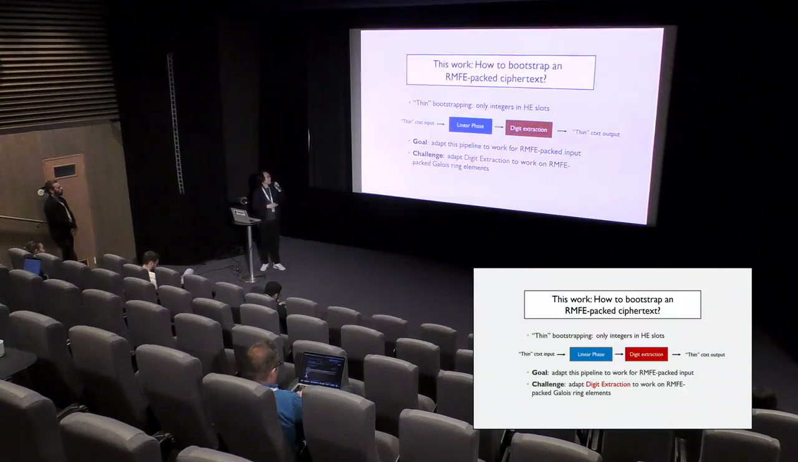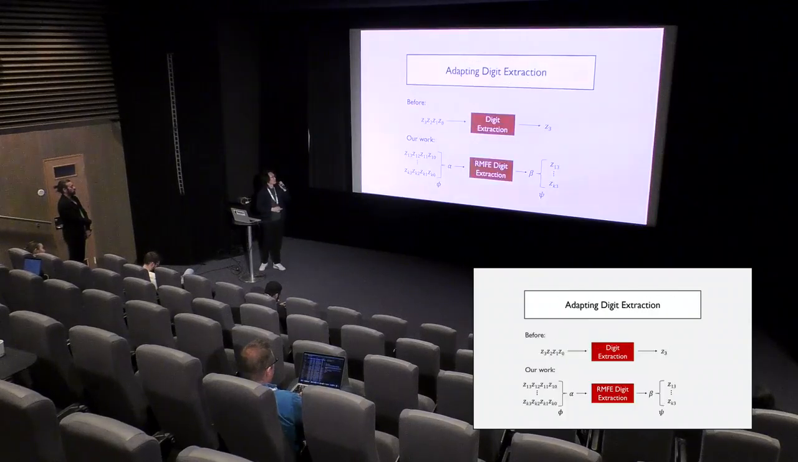And so the thin bootstrapping pipeline can be broadly divided into two phases. We have a fast linear phase and a slow digit extraction phase. And so the dream is to somehow adapt this pipeline to work for an RMFE-packed ciphertext. In particular, in our work, we targeted trying to adapt this digit extraction portion to work when you have RMFE-packed Galois ring elements in your HE slots. And so we managed to do this.